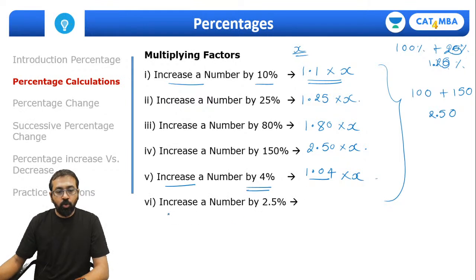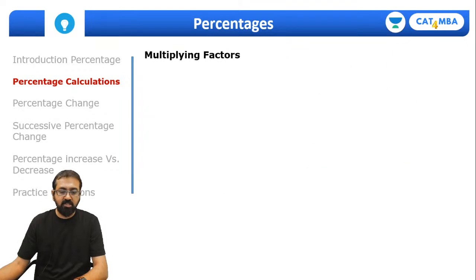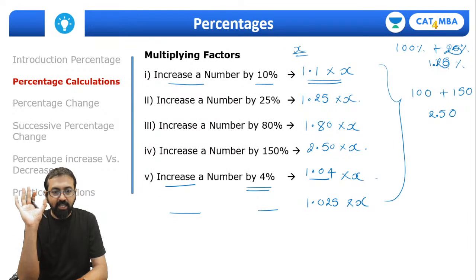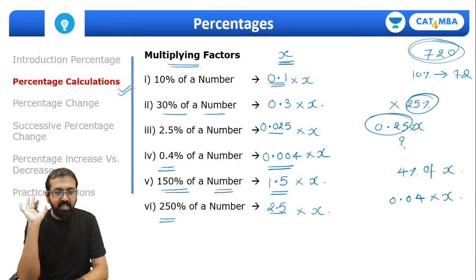Fine. Same way, if you want to increase a number by 2.5%, be careful. It will be 1.025 into x. Right? So I hope all of you have understood this. You should be pretty clear with this multiplying factor. Quickly, let's look at all of them once again.